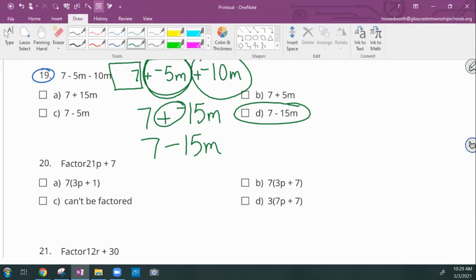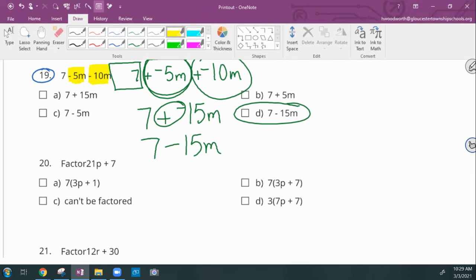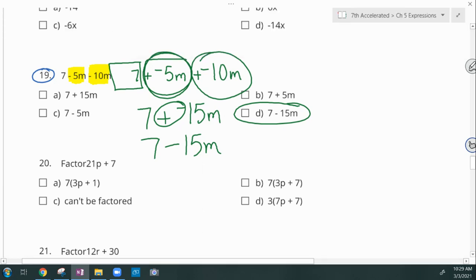When I look at these terms, I always include the sign with its term, though I don't really use the definition of subtraction when I do it. And that goes with that, all right?